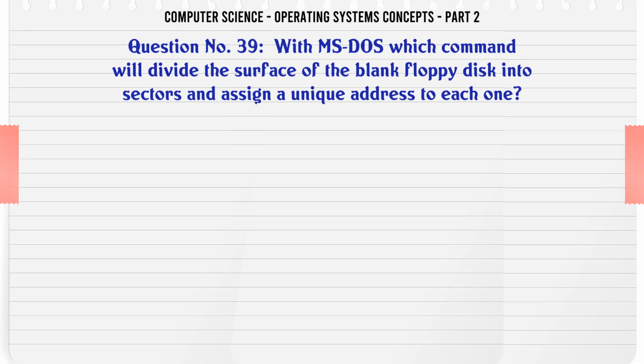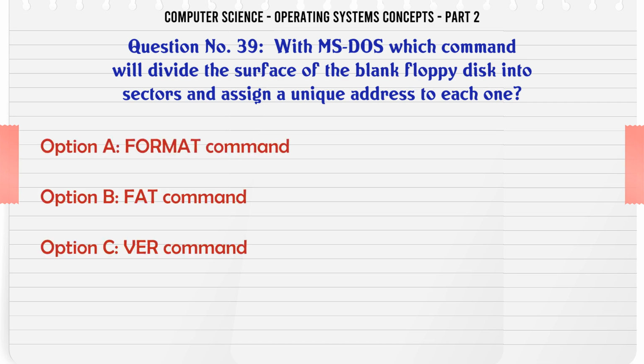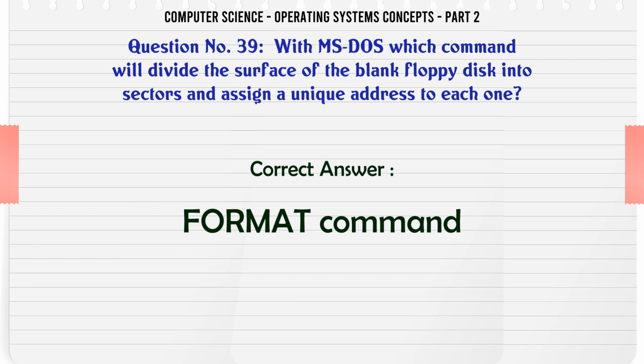With MS-DOS, which command will divide the surface of the blank floppy disk into sectors and assign a unique address to each one? A. Format command. B. FAT command. C. VER command. D. CHKDSK command. The correct answer is format command.